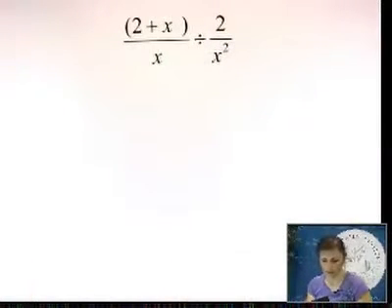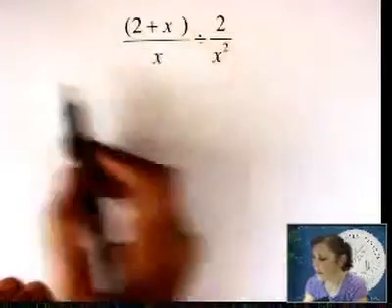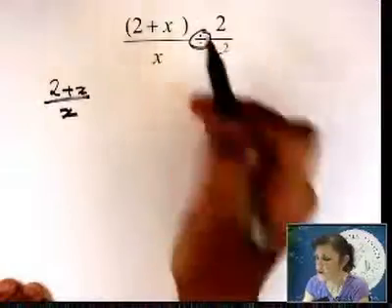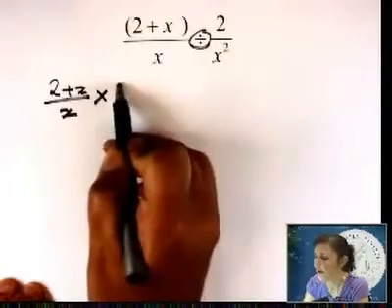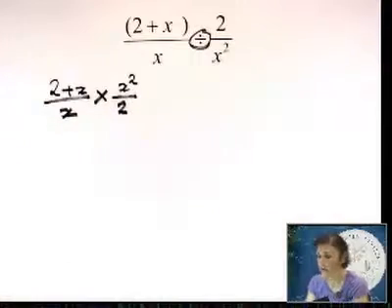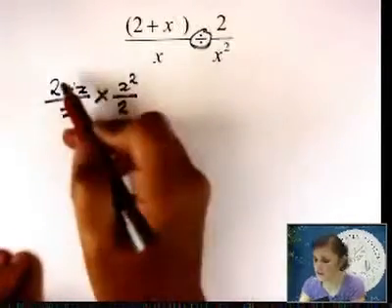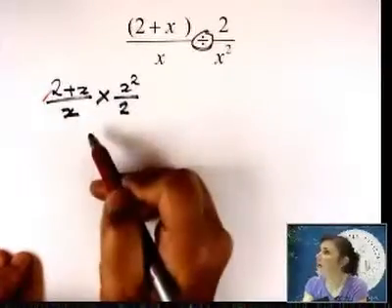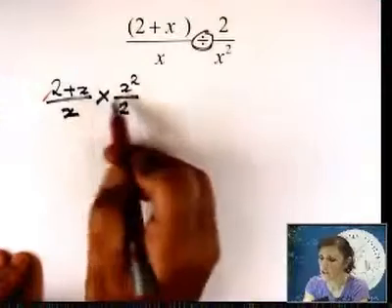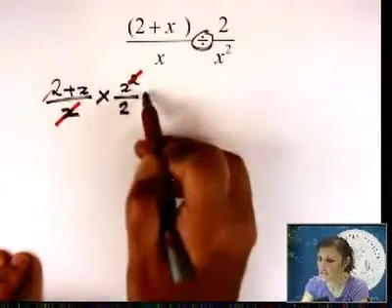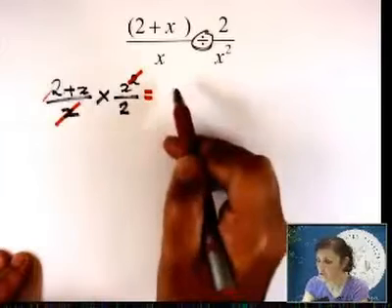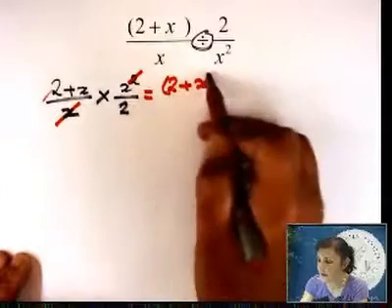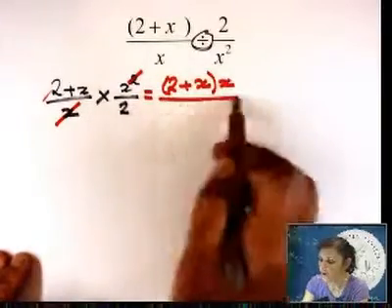Okay, let's do this one. We are going to write the first one as is, 2 plus x over x. Change this into multiplication. Flip them. X squared over 2. The question is, can I scratch off this 2 with that 2? The answer is no. Leave them alone. The only thing you can scratch out is this x with that x, because there's multiplication in the middle. X goes, and then one of the x's go. These 2's will stay as is. So you are going to have 2 plus x, leave it alone, times x over 2.